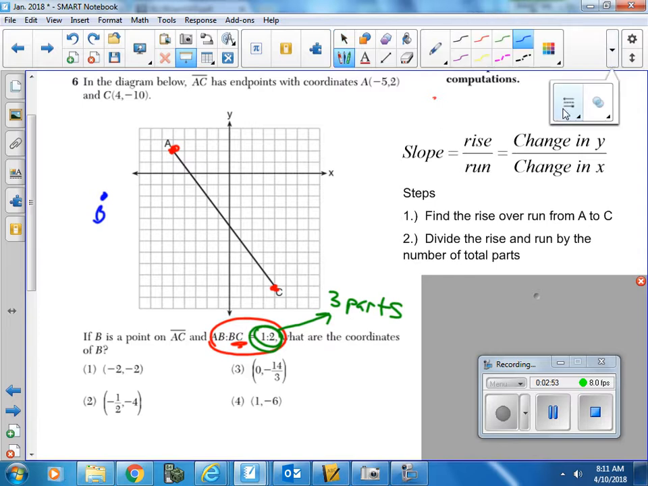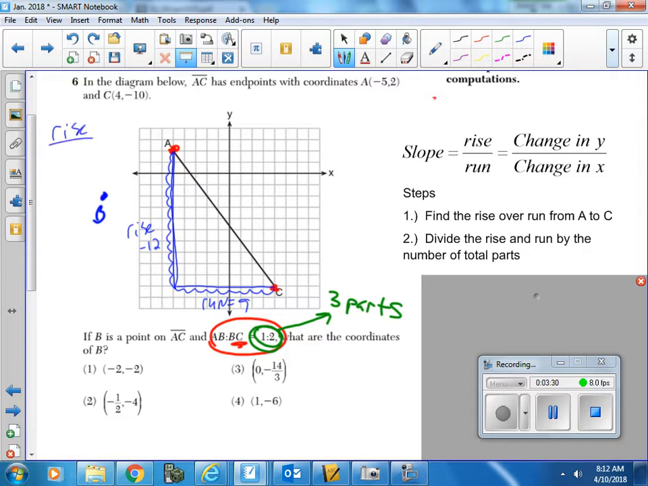All right, so let's go ahead and find the rise over the run. From A to C, I'm just going to go down here, and that is 1, 2, 3, 4, 5, 6, 7, 8, 9, 10, 11, 12. So it's actually negative. We'll say our rise is negative 12. Then my run is going to be over here, so that's 1, 2, 3, 4, 5, 6, 7, 8, and 9. So my run is equal to 9. My rise over my run, or my slope, is negative 12 over 9.